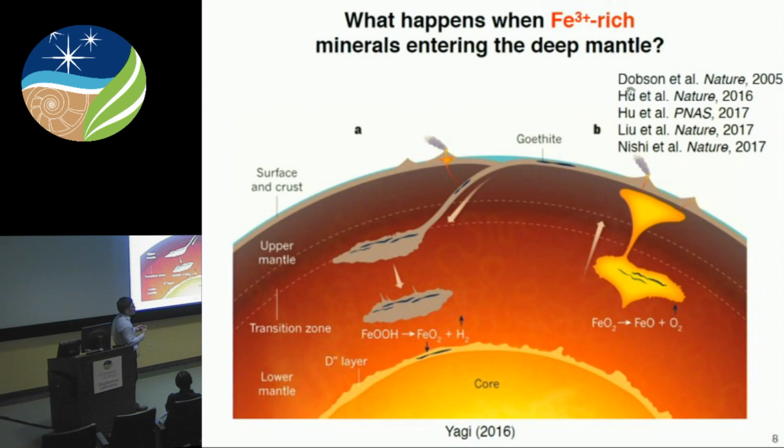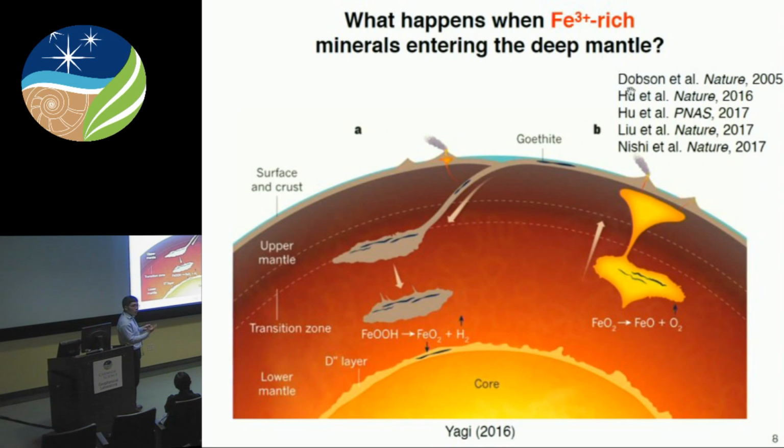For example, this cartoon shows some recent papers come up with the idea that when sedimentary goethite or hematite is transported to the lower mantle, it could form a new iron oxide phase called iron peroxide. And through this phase transition, it can decouple the hydrogen and oxygen cycles in the deep mantle. This component could also be important for deep mantle seismic anomalies, for example, the ultra-low velocity zones sitting on top of the core-mantle boundary.